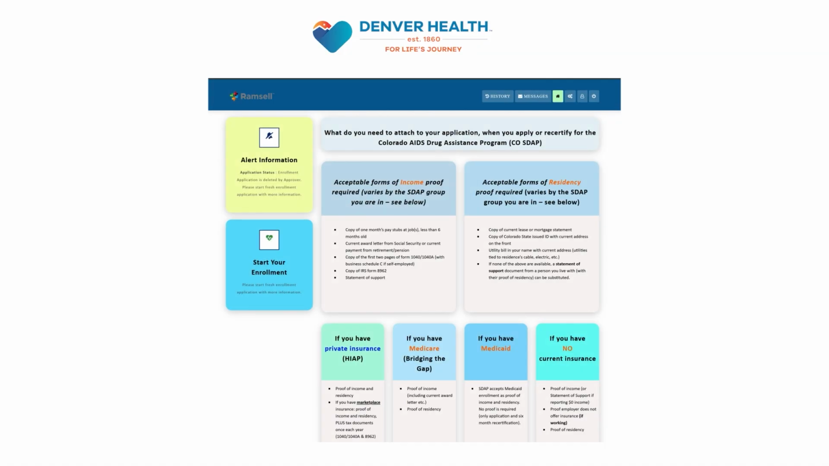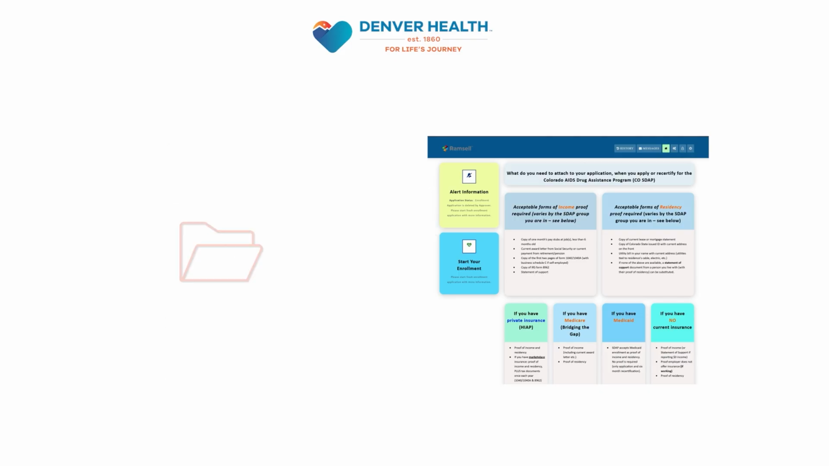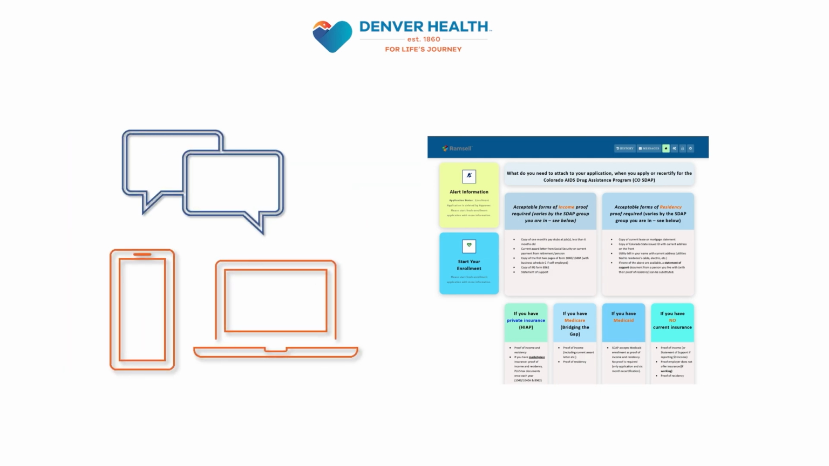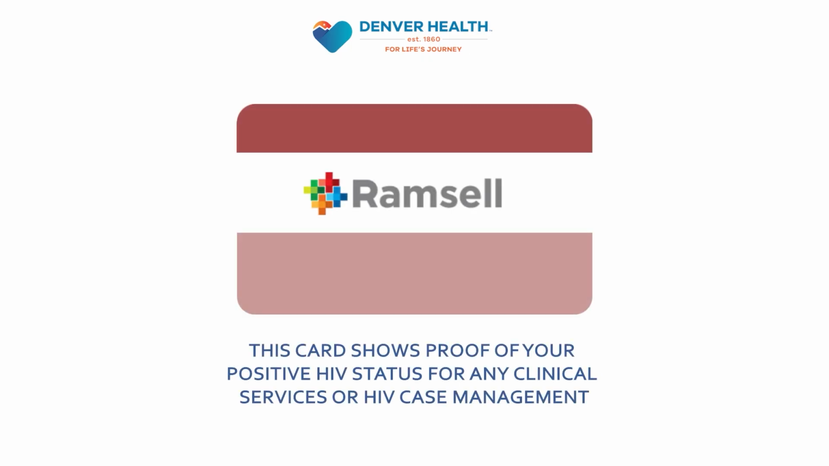SDAP applications are typically approved for 1 year unless you are applying outside of your birth month. You will renew again on your birth month every year. We encourage you to set a reminder. After your SDAP application is approved, you will receive a card in the mail. This card acts as proof of eligibility for HIV clinical services, case management, and other wraparound services. Please present this card to your provider.